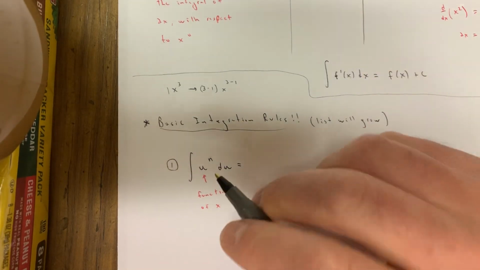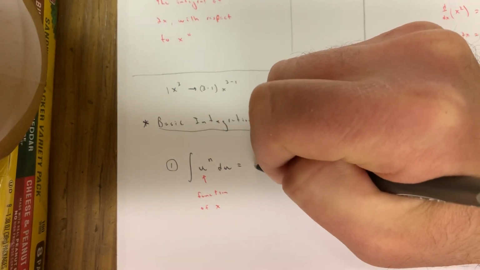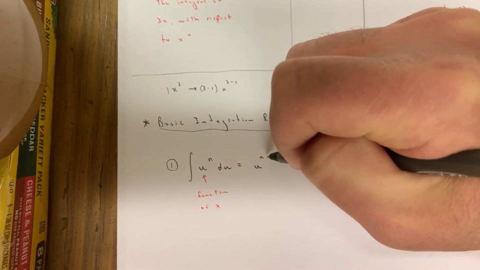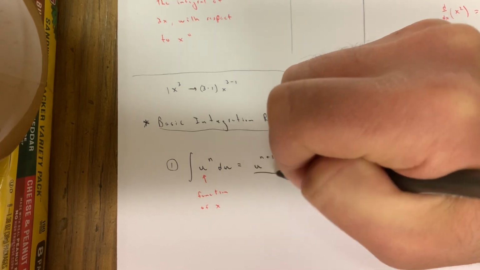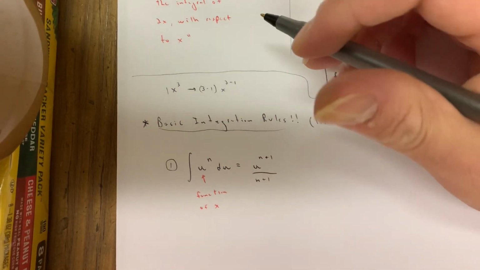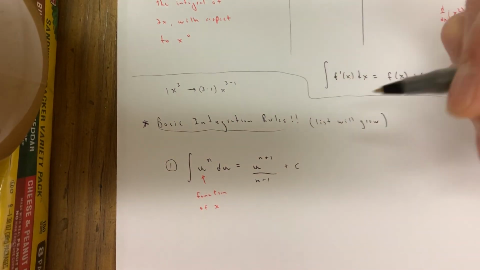So what really happens is if you have u to the n, one single letter raised to a numerical power, rewrite the base, rewrite the one single letter, that's the argument, add 1 to the exponent. Do that first. Then that new exponent, that's what you want to divide by. So you want to add 1 to the exponent, then you want to divide by that new exponent. Then you always have to put plus c. People forget about the plus c.